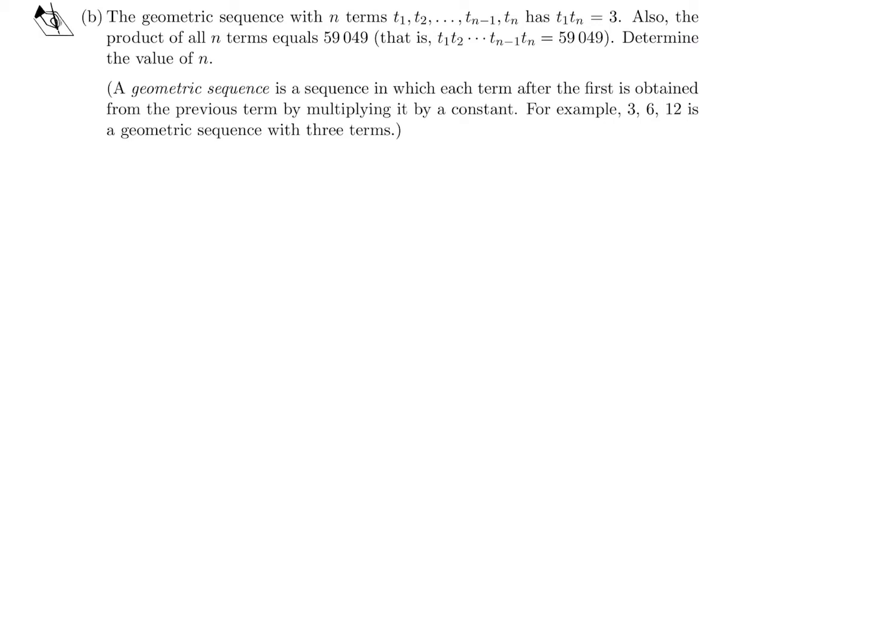All right, so any geometric sequence is of the form a, ar, ar squared, ar cubed, and so on, all the way until you get the very last one, which is ar to the n minus 1. So this is our t1, this is our t2, t3, t4, and at the very end it'd be tn, correct? The first thing that they tell me, hopefully a very helpful piece of information, is that t1 times tn is equal to 3.